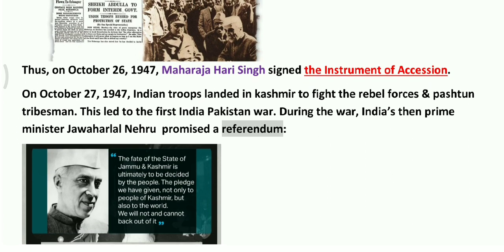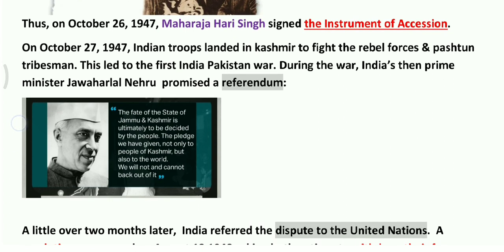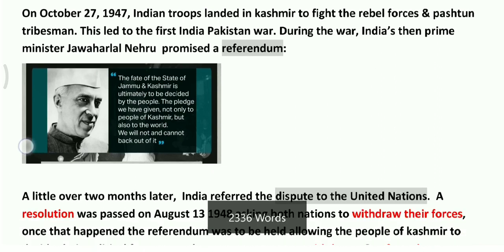During this war, India's then Prime Minister Jawaharlal Nehru promised a referendum. "The fate of the state of Jammu and Kashmir is ultimately to be decided by the people. The pledge we have given not only to the people of Kashmir but also to the world. We will not and cannot back out of it."